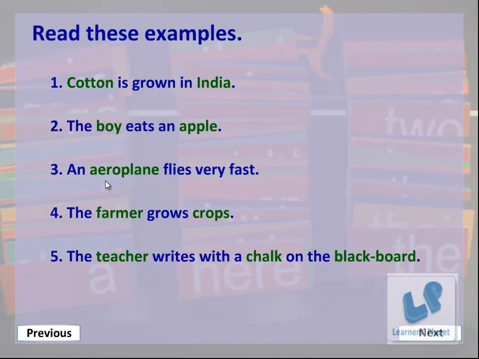Third, an aeroplane flies very fast. Aeroplane over here is a noun which refers to a thing. Fourth, the farmer grows crops. So farmer over here is a noun which refers to a person and crops refers to a thing. Fifth, the teacher writes with her chalk on the blackboard. Teacher over here is a person and chalk and blackboard are things.